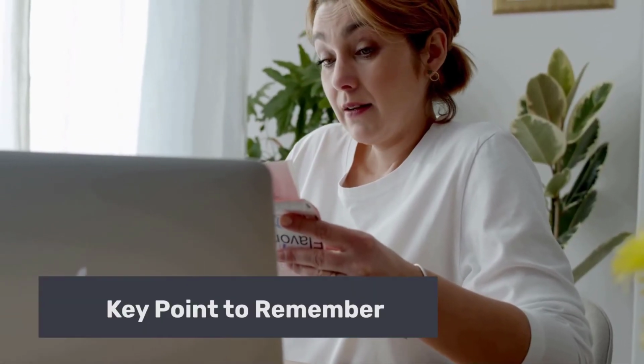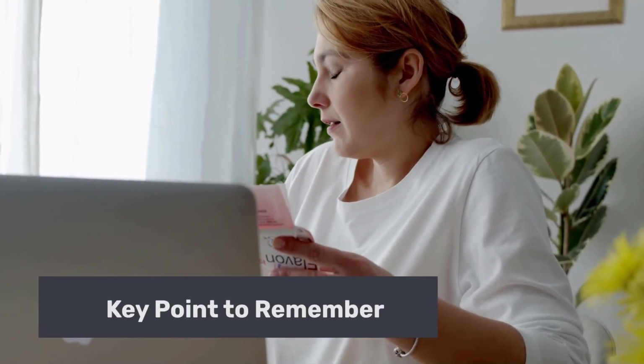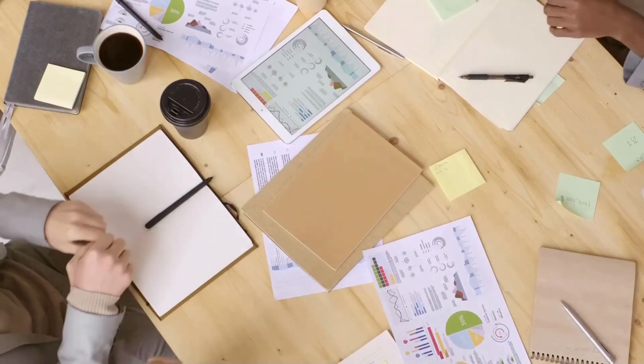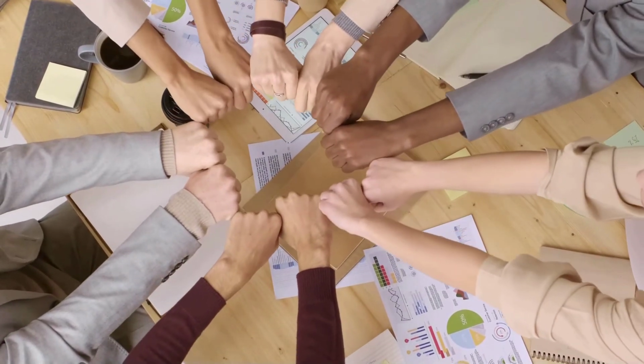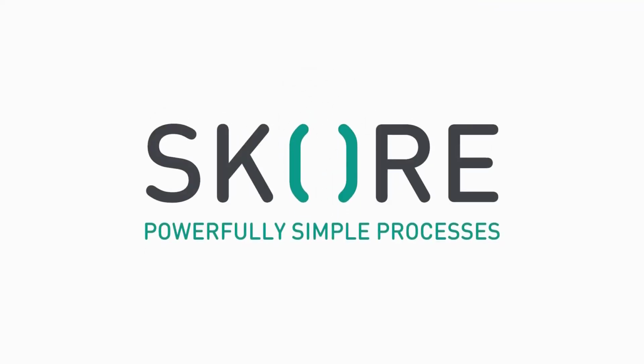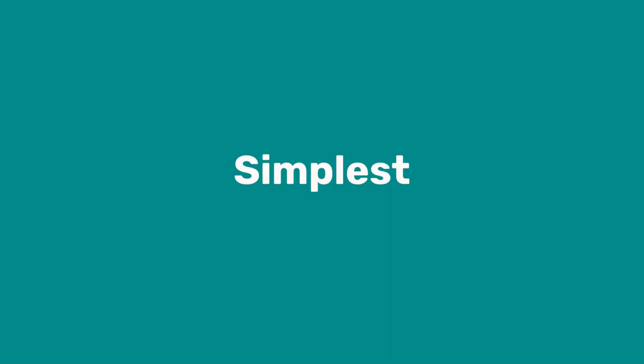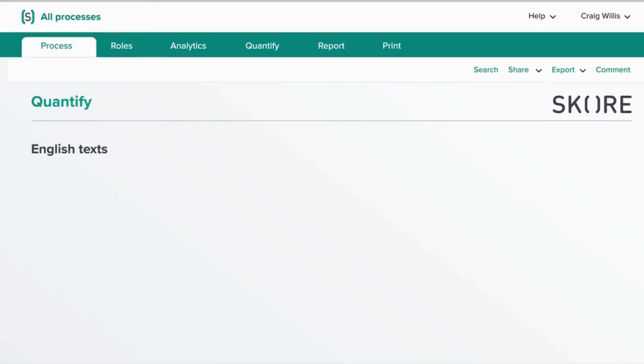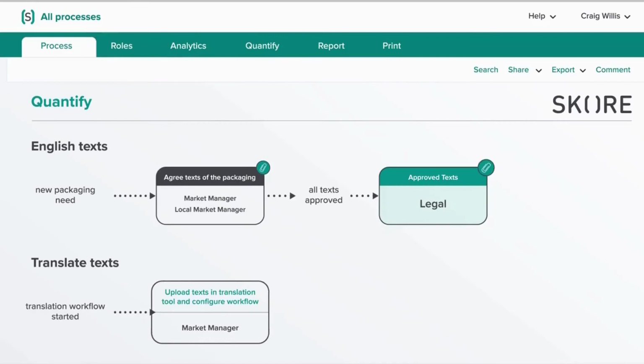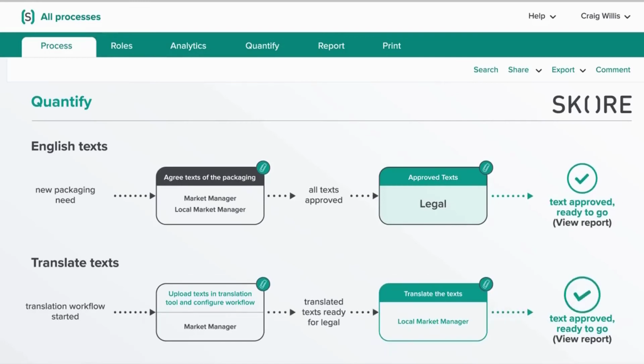The most important thing to remember when you're mapping a process is to keep it simple and get other people involved. You want different people's opinions because that gives you different perspectives on the process, and makes sure you understand what's really happening. At Skore, we map processes using the Universal Process Notation, or UPN, because it's the simplest and quickest way to capture processes with lots of different people and share them across the organisation.